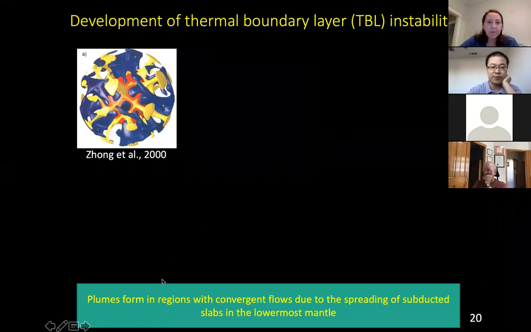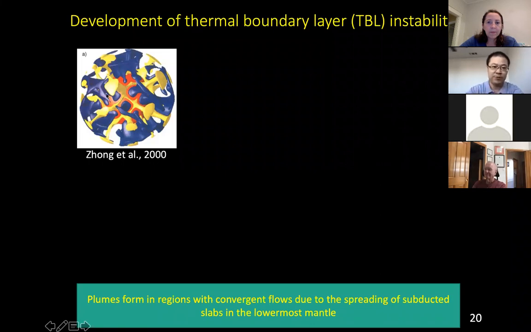The main conclusion of this study is that plumes form in regions with convergent flows. If you look at this figure, this is a figure from the paper by Zhong et al. 2000, like 20 years ago. The yellow color shows rising mantle plumes, and the blue color shows subducted slabs.